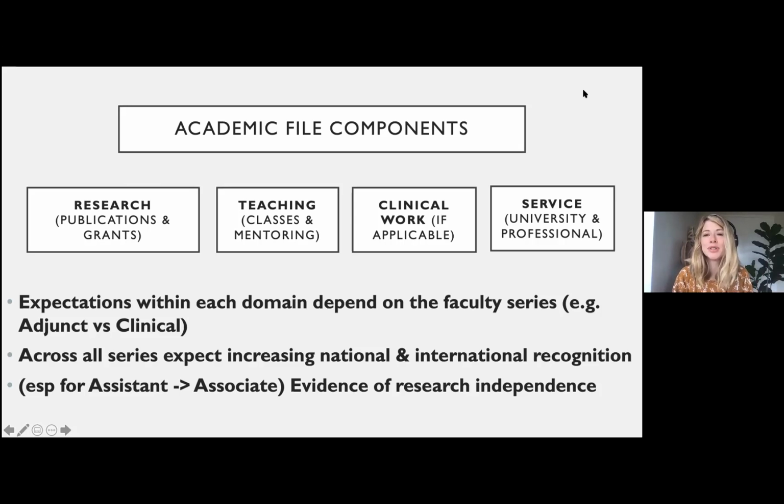And the other way that people show evidence of this is in obtaining grant funding where they're PIs. So you are the principal investigator on a grant and you obtain the funding yourself. Those are two really critical ways. So these are the sort of critical components, I think, to an academic file.